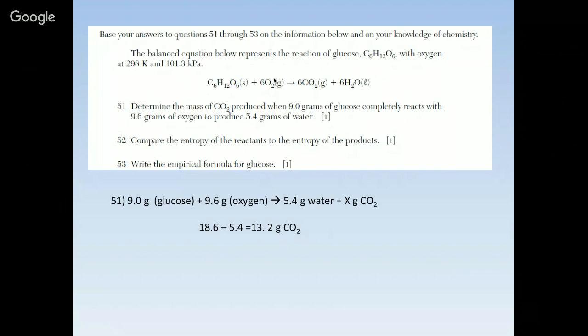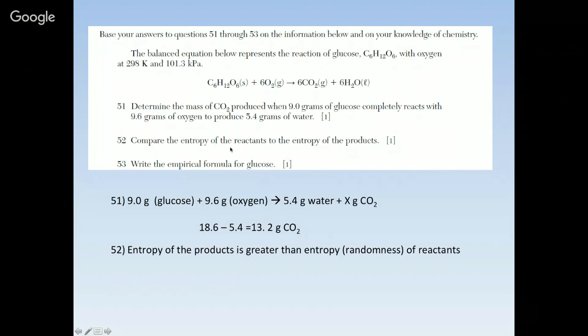Okay, the next one said compare the entropy of the reactants to the entropy of the product. So remember, entropy is randomness. So we're looking at randomness. We have a solid over here and we have a liquid over here, and these two are gases. So what happens to the randomness in this equation? Well, the entropy of the products is greater than the entropy of the reactants.